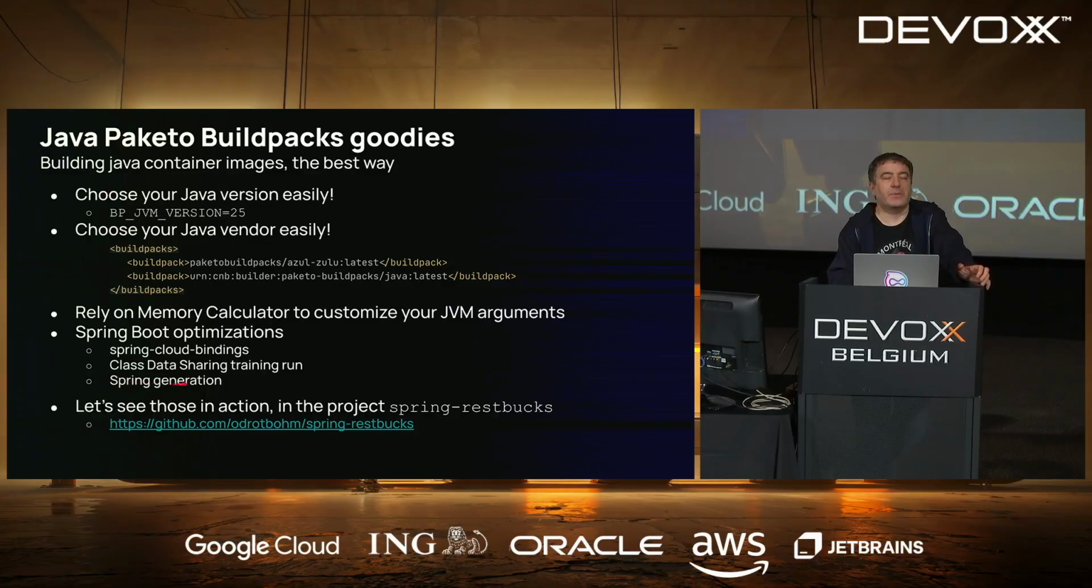They're pretty recent. They were added between last year and this year. And basically, maybe you have already heard about them, about CDS training run or AOT optimizations. So this is what this is about. Basically, during the build, we are going to start the application until all the beans are wired, and then we shut it down and we extract a caching file. So the Buildpacks are going to automate this for you.